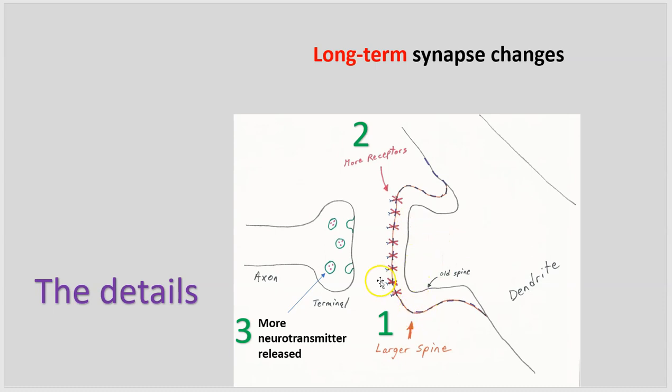So we've got a larger spine, more receptors, and in addition, it may well be that for each electrical signal that arrives at the axon terminal, more neurotransmitters are released. So with more chemical keys, as it were, the chances of opening up these locks, these channels, increases. So here we have 3 sorts of biological changes that are happening when we learn, and a long-lasting change, of course, would be the basis of long-lasting memories.